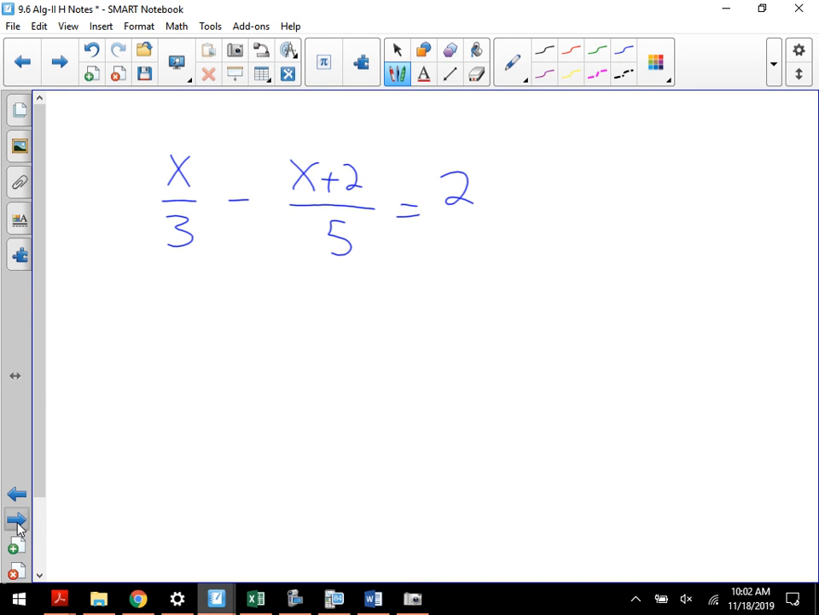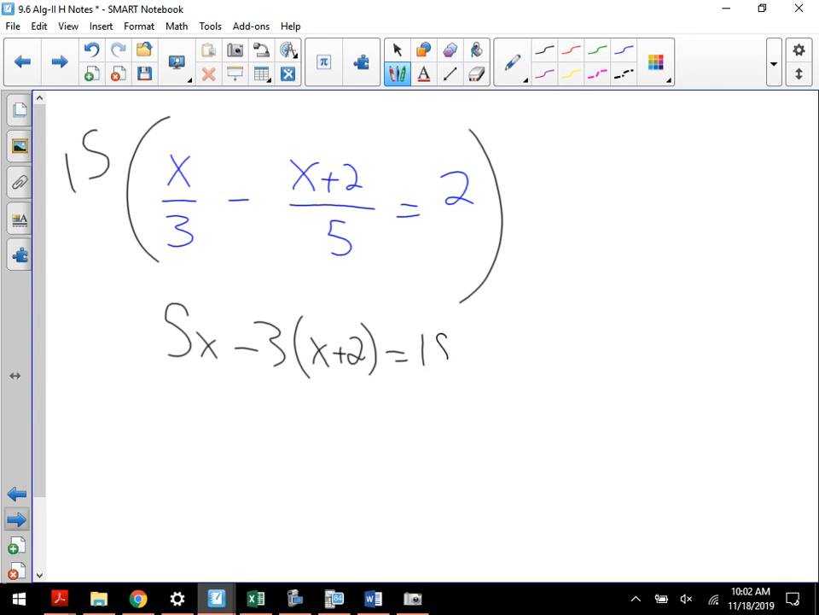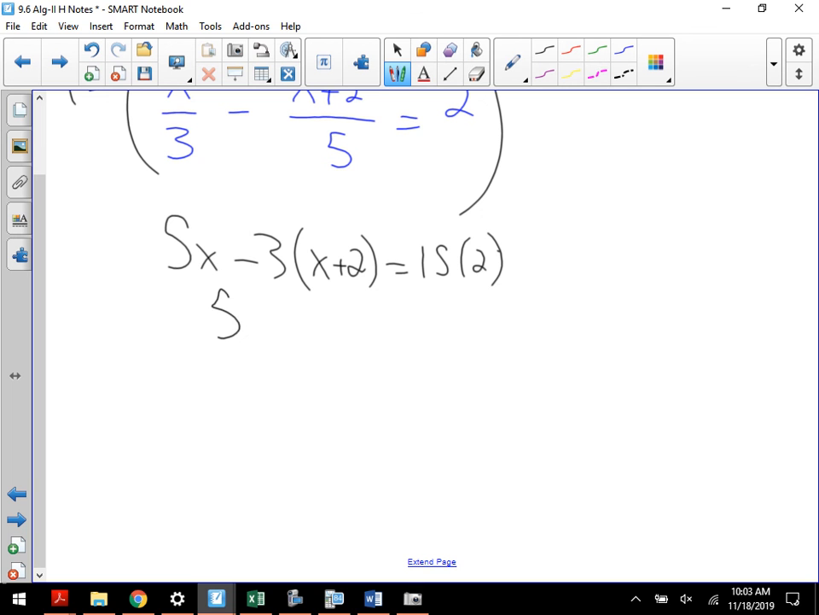What's the common denominator? It's going to be 15, isn't it? You have to multiply everything by 15. Well, 3 times what is 15? 5. So you get 5x. 5 times what is 15? 3. So you have to multiply that by 3. Sorry, that's a bad parenthesis. Again, distribute, watch your signs. 5x minus 3x minus 6 is 30.